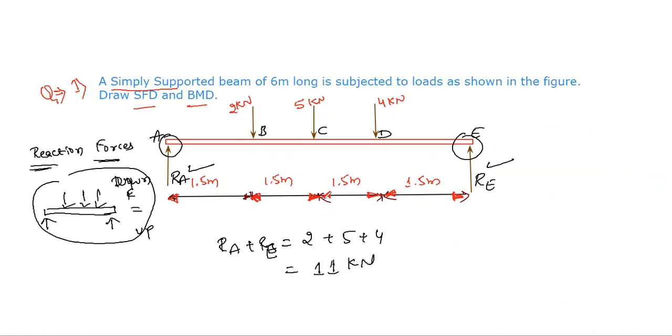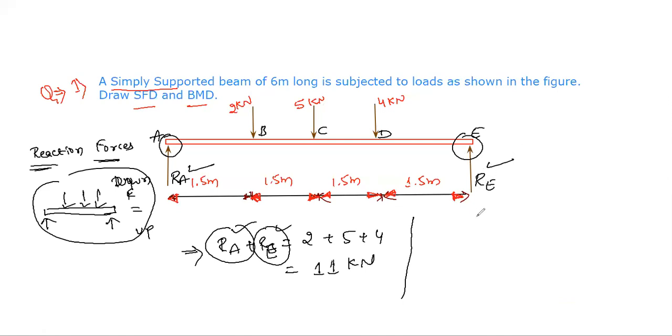Reaction forces. Once you have written this, Ra plus Re is equal to 2 plus 5 plus 4, which is 11 kilonewton. Upward forces equal downward forces. Clear? Now we need to determine the value of Ra and the value of Re. If you determine any one of these, you can easily calculate the other. If you find Re, you can easily calculate Ra.